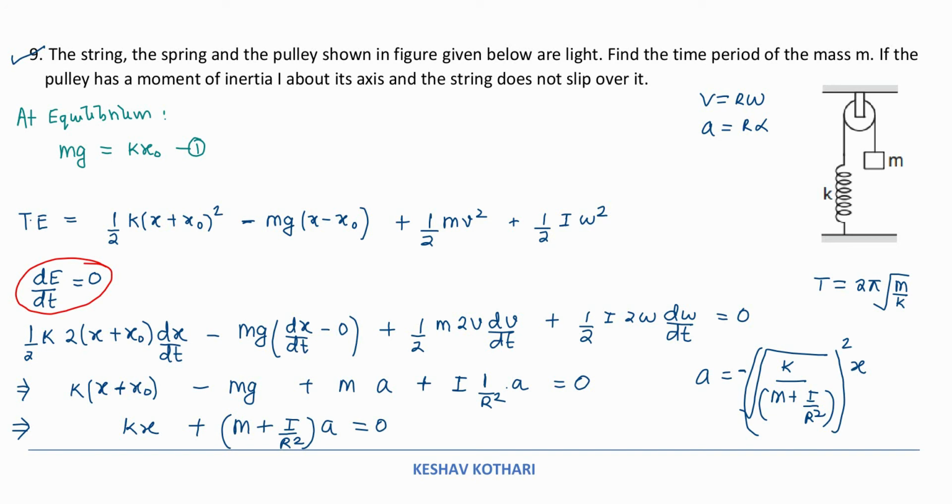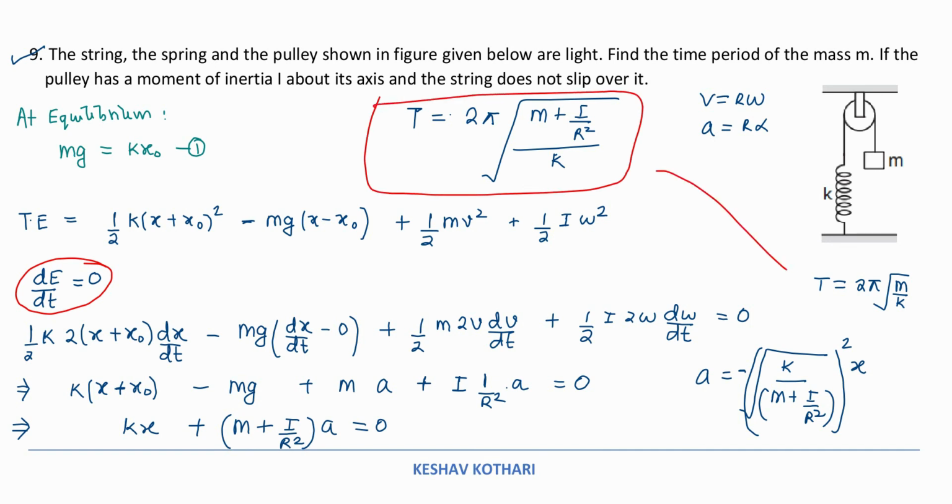So from here I can write that the time period is turning out to be 2 pi root over of m plus I by r square, by k. In this expression, if I put the value of I equal to 0, I will again get back to T equal to 2 pi root over m by k. So if we are considering the moment of inertia of the pulley, then we deduce the formula for time period in this way: we write the total energy associated with the system at a certain instant of time, and then we differentiate it and equate it to 0. Let us move to the next problem.